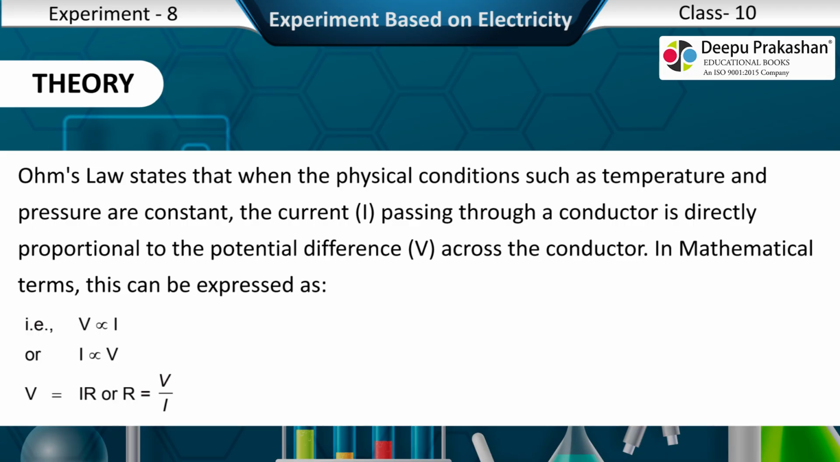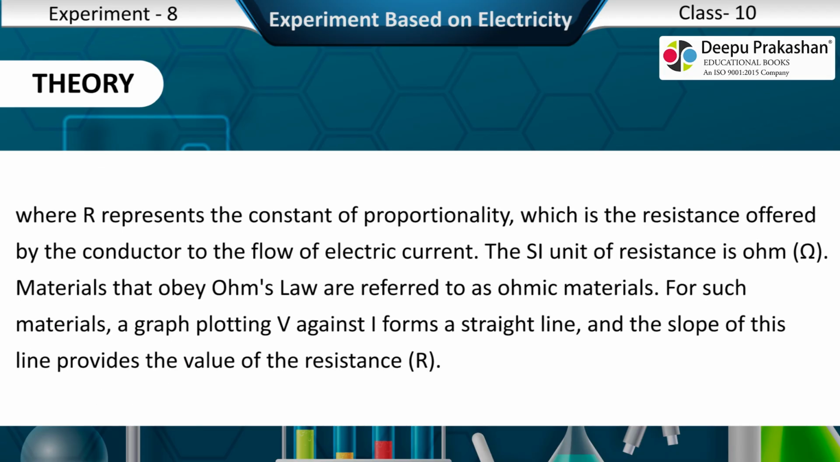In mathematical terms, this can be expressed as V = RI, where R represents the constant of proportionality, which is the resistance offered by the conductor to the flow of electric current. The SI unit of resistance is ohm, omega. Materials that obey Ohm's law are referred to as ohmic materials. For such materials, a graph plotting V against I forms a straight line, and the slope of this line provides the value of the resistance, R.